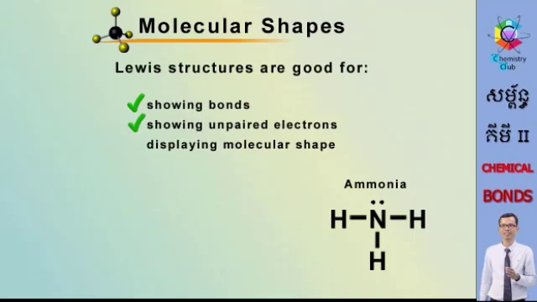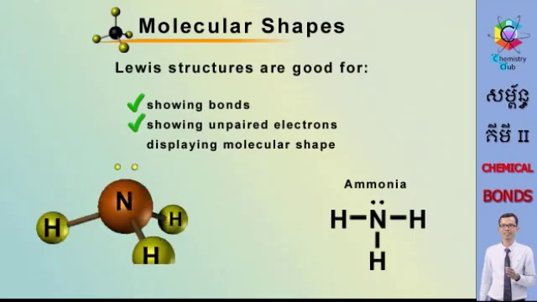From the Lewis structure, you might think that ammonia is a T-shaped molecule. However, experimental evidence shows that ammonia molecules are actually shaped like pyramids. In the next few scenes, you'll learn ways of predicting molecular shapes based on Lewis structures.